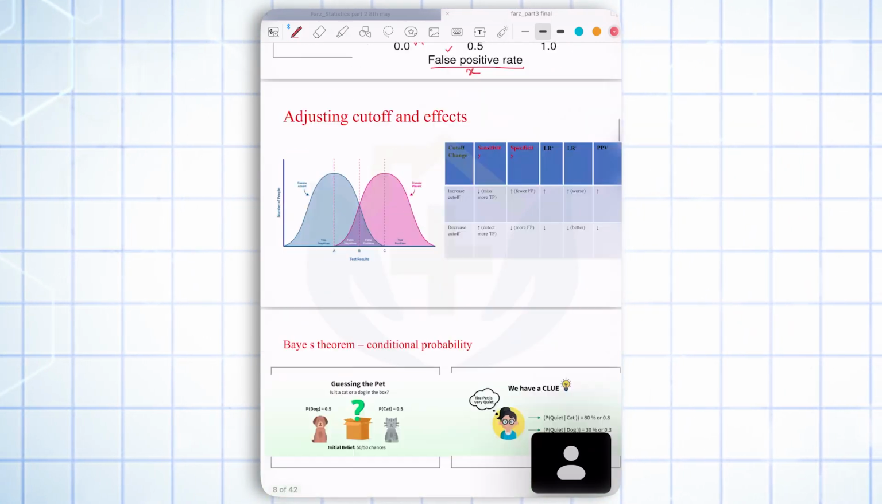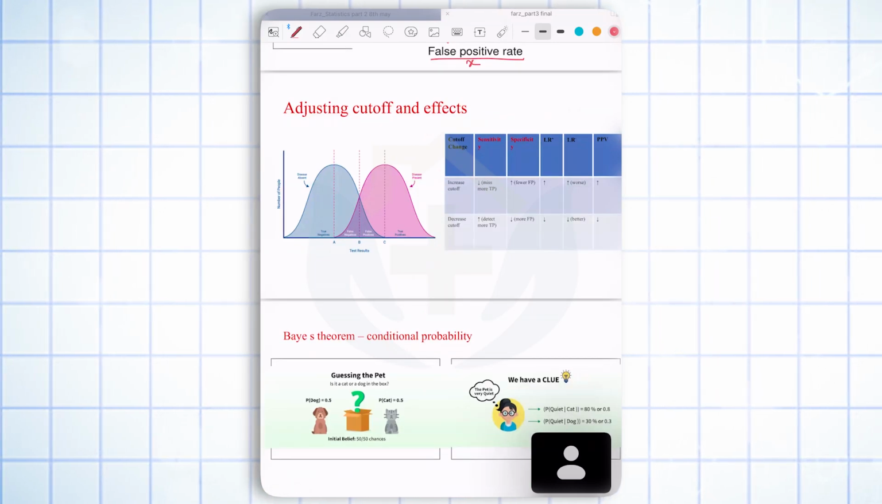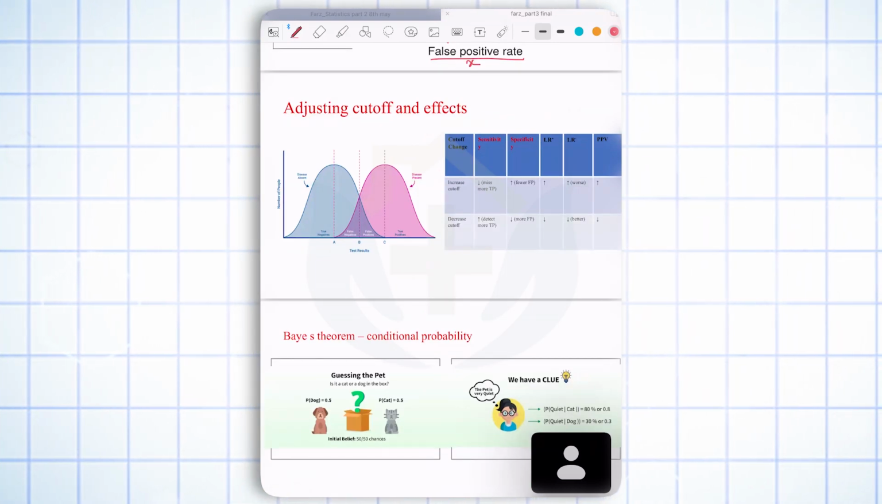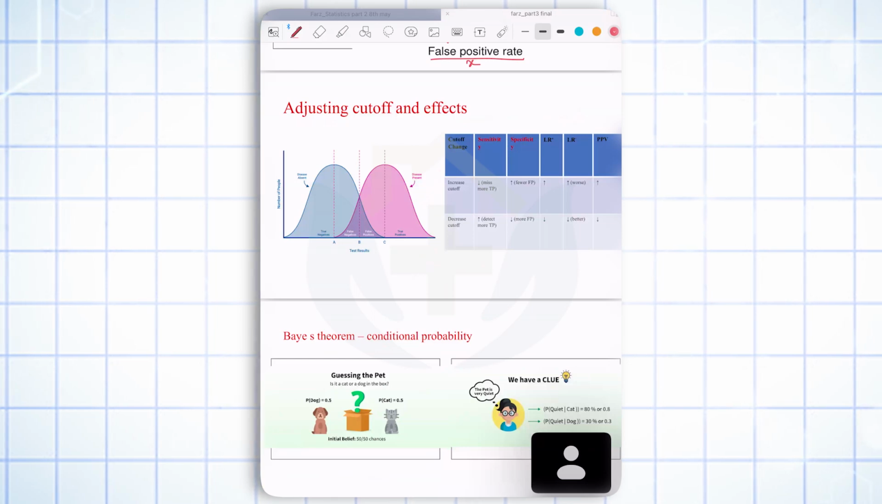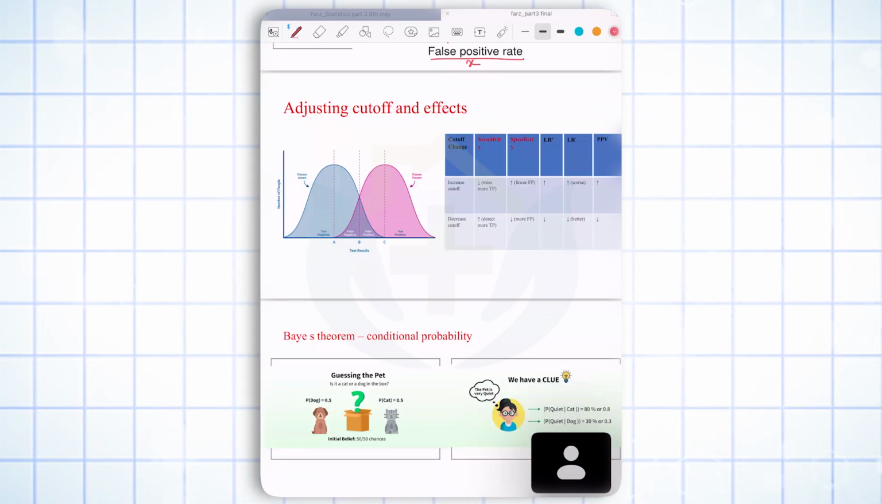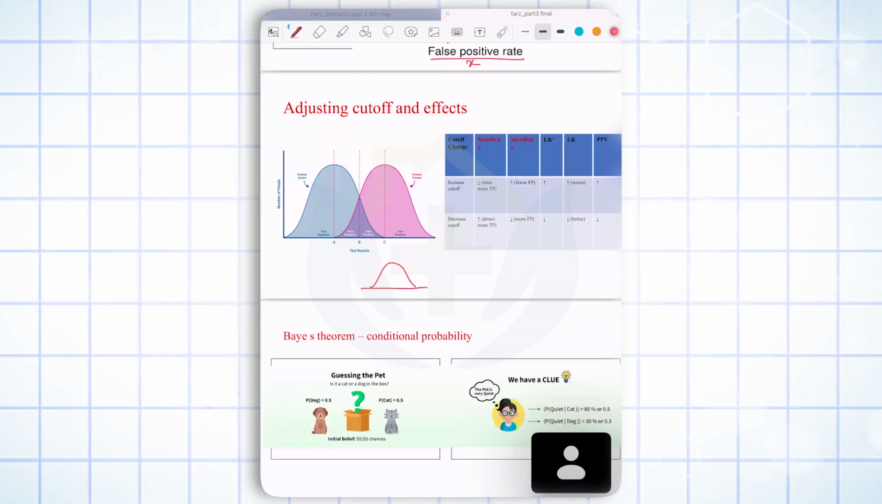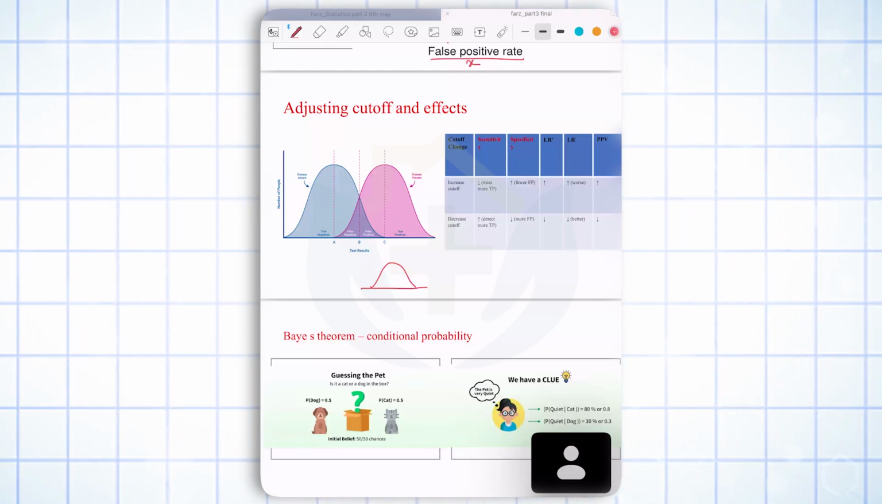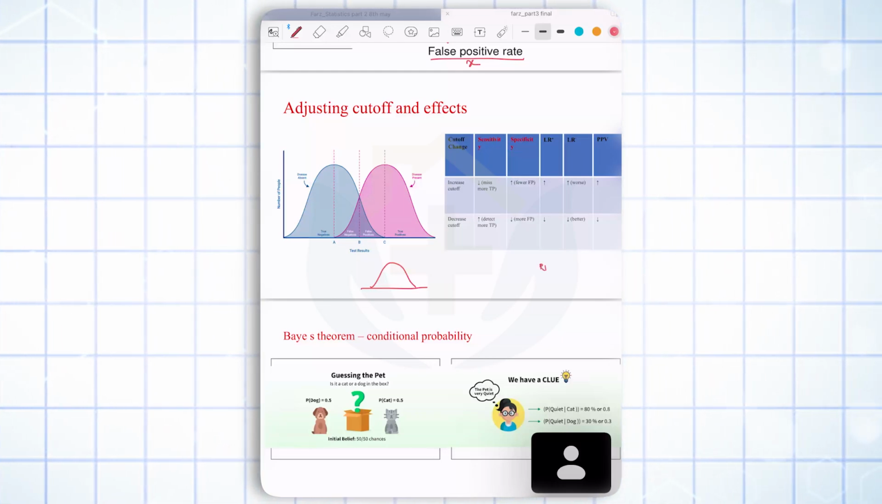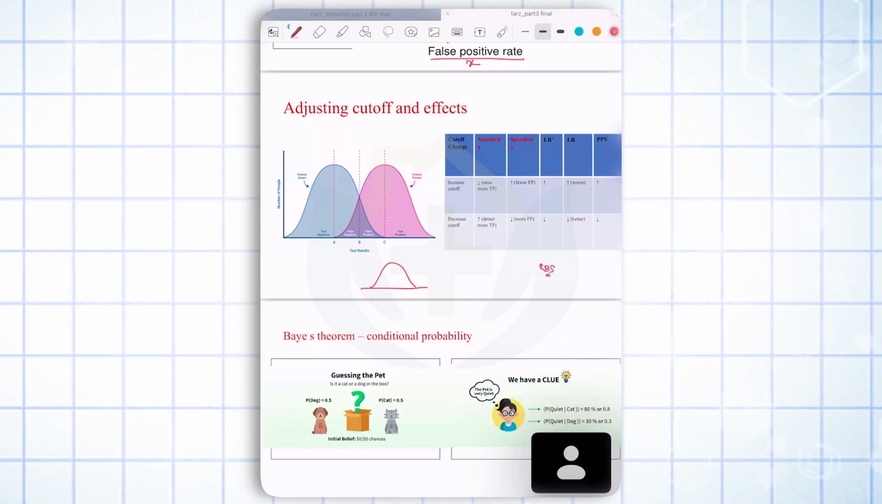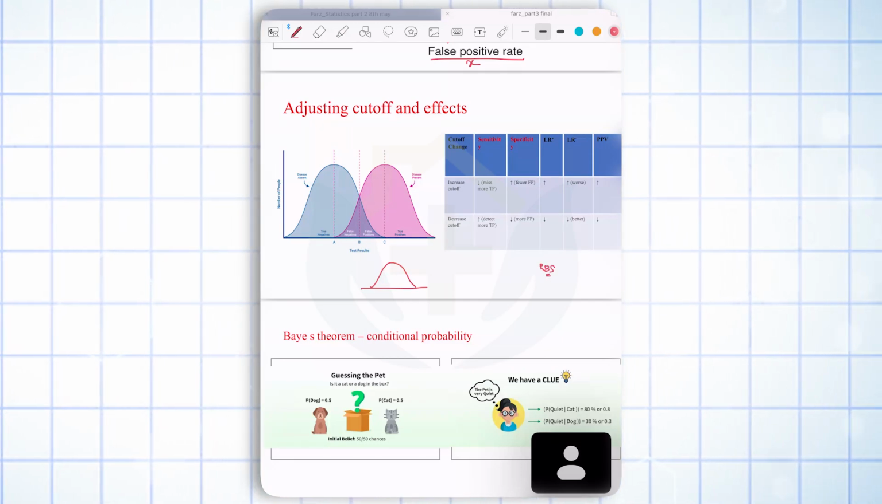It is a bit confusing. Now the next topic is what will happen when you adjust the cutoff values. For example, let us assume that these are diabetic patients. Now you want to use RBS values, random blood sugar, to see what is happening.